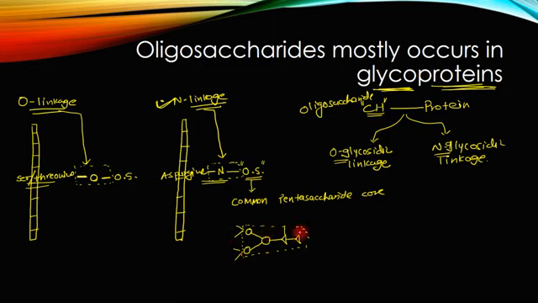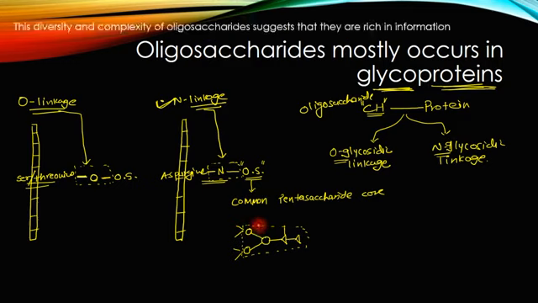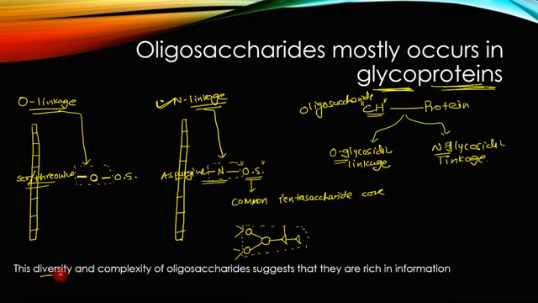This further suggests that this is not only structural information. Sugar molecules may be giving some information, may be acting as information macromolecules, just like DNA. So the diversity and complexity of oligosaccharide units in this glycoprotein suggests that they are rich in information. We know that DNA is rich in information. Similar to that, this oligosaccharide part of the glycoprotein may also be rich in information.